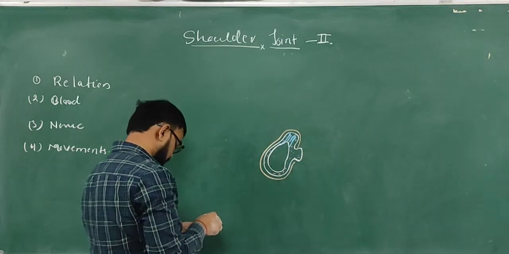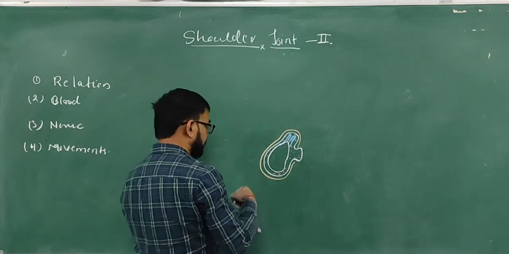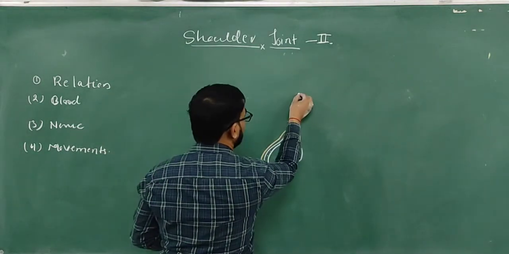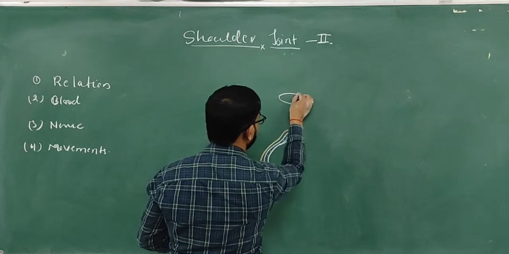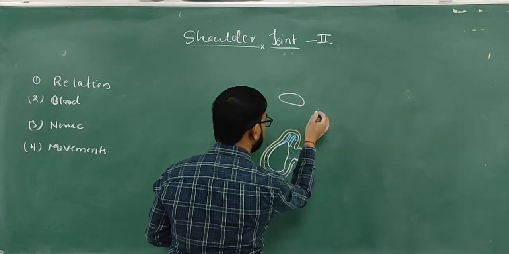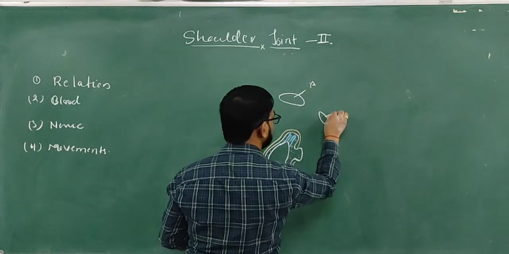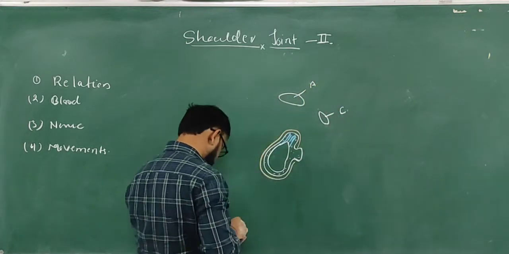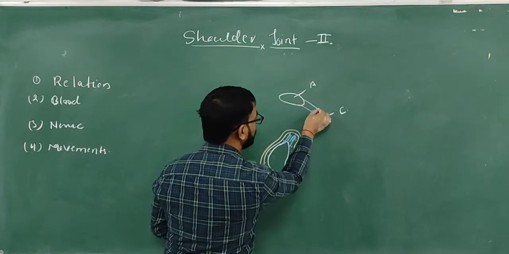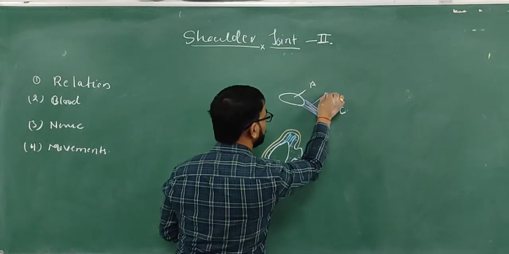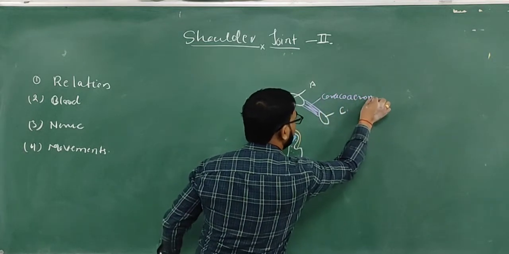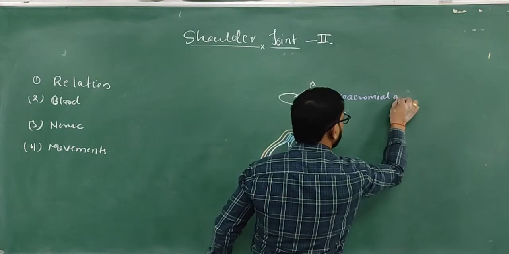Now these are the superior relations. In the superior relation there is the acromion process and the coracoid process. Between the acromion process and the coracoid process is the coracoacromial arch.